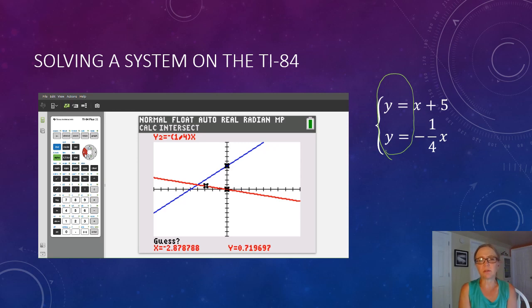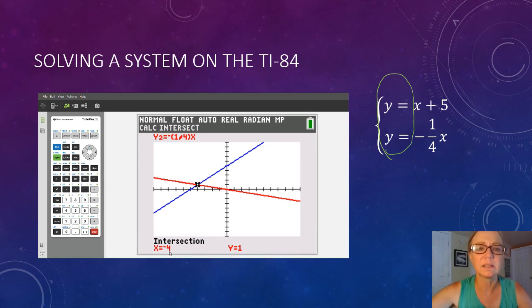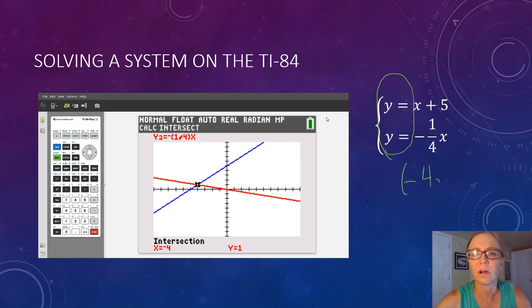So this is where you move the cursor close to the point of intersection and hit enter. And we were correct. The point of intersection is -4, 1. So let's write that down. -4, 1, and that is called the solution of the system.